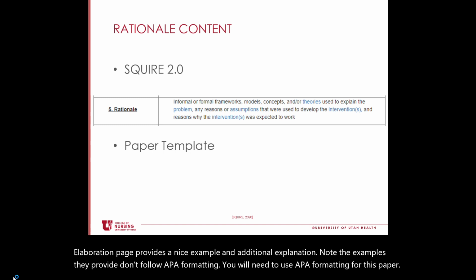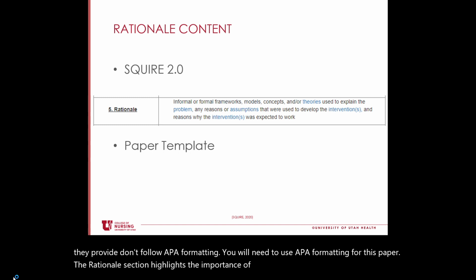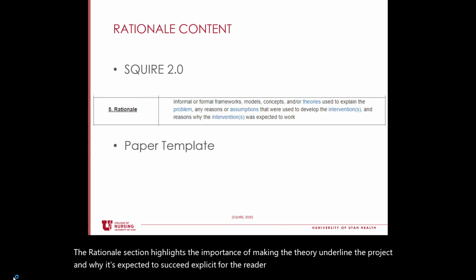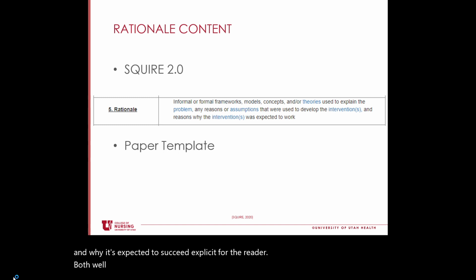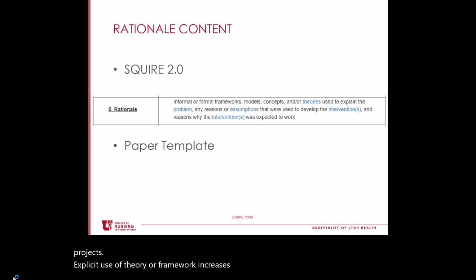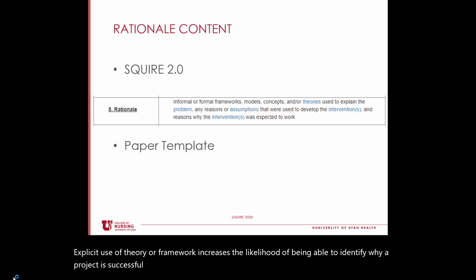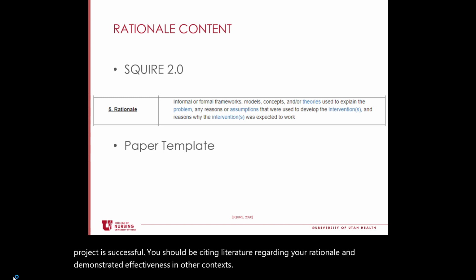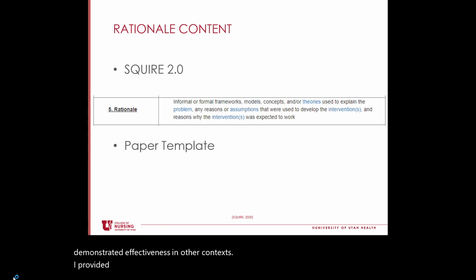The rationale section highlights the importance of making the theory underlying the project, and why it's expected to succeed, explicit for the reader. Both well-defined theories and more generalized frameworks are acceptable for improvement projects. Explicit use of theory or framework increases the likelihood of being able to identify why a project is successful. You should be citing literature regarding your rationale and demonstrated effectiveness in other contexts. I provided more guidance in the instructions for the rationale section in the paper template.